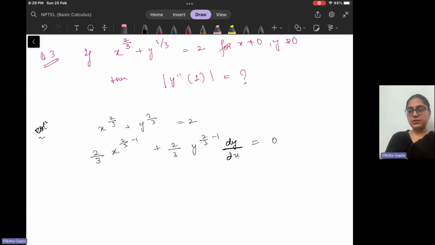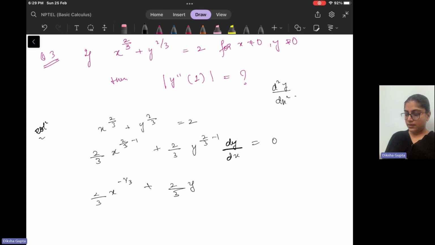We're considering y to be a function of x. You can also do it the other way round, but since you have to find y double dash, I'm considering y to be a function of x. You can also find dx by dy, that's not a problem. But since we have to find d²y/dx², that's why I'm doing this. Okay, so this is (2/3) x^(-1/3) plus (2/3) y^(-1/3) dy/dx equals 0.